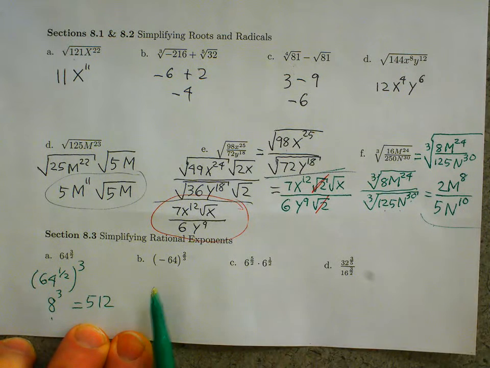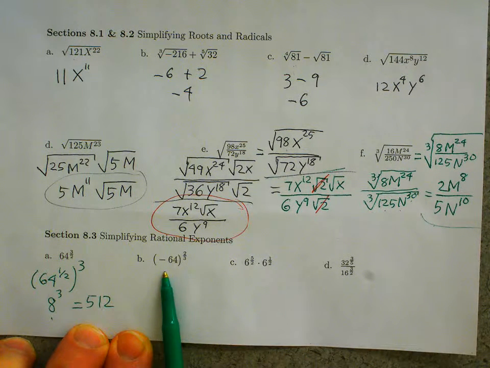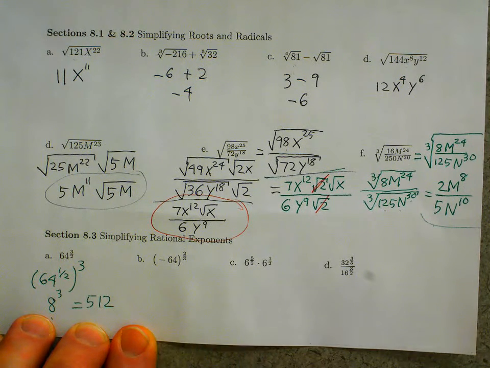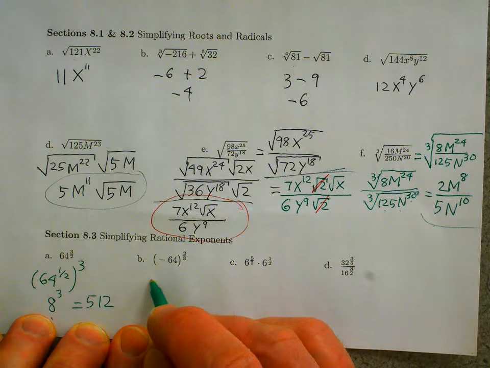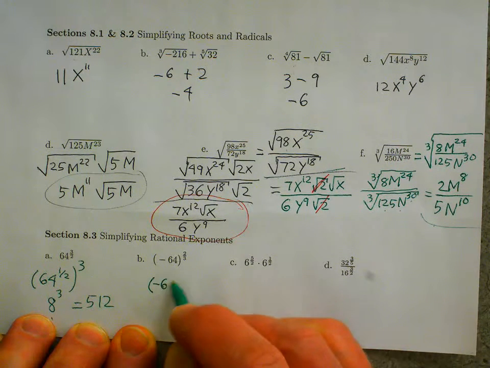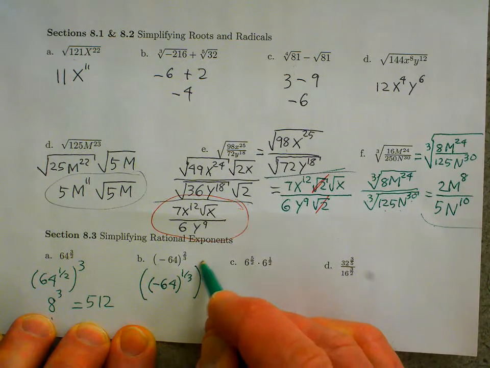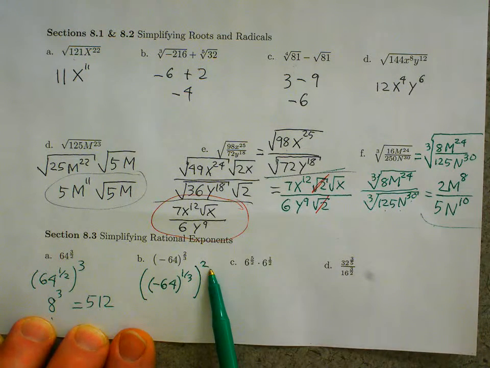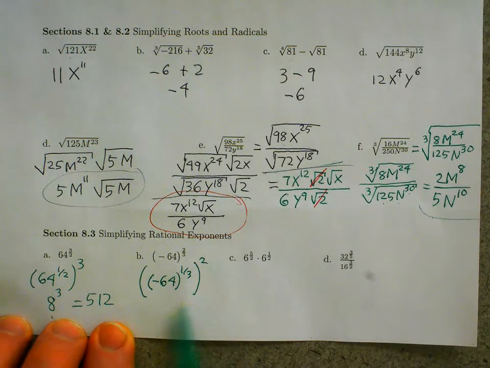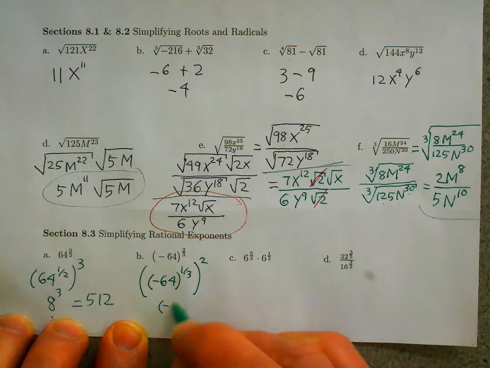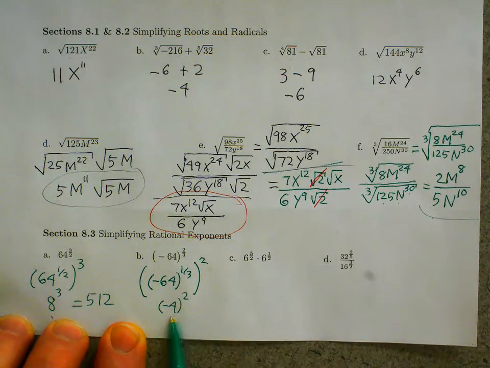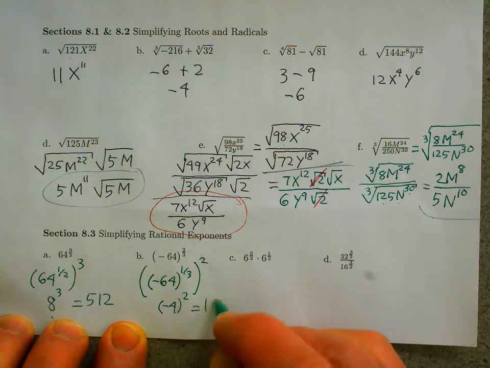Okay, the next one, the number negative 64 in parentheses to the 2/3 power. The denominator of the exponent is 3. So first, find negative 64 to the 1/3, and then after that, raise it to the second power. The cubed root of negative 64 is negative 4. And then negative 4 to the second is positive 16.